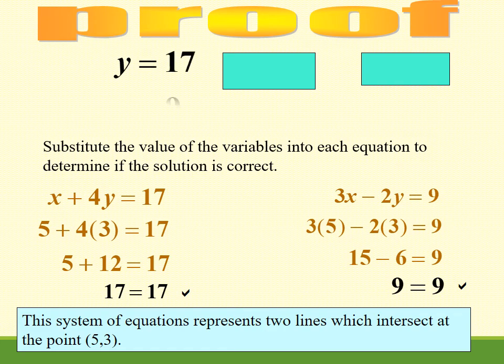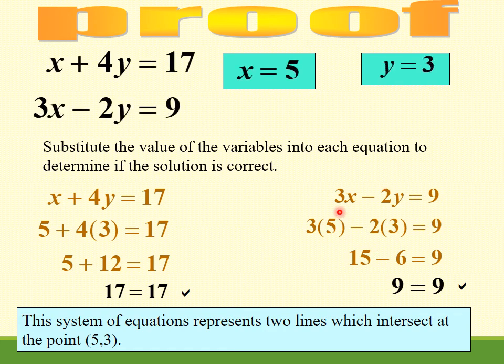So can we prove that? Here is the proof. We have the original equations, and we now have the values of x and y. So take 5 for x and 3 for y in the first equation. We have 5, and 4 times 3 is 12. If you add them, you will definitely get 17. So if 17 is equal to 17, this equation is satisfied. This condition is satisfied. It is correct.